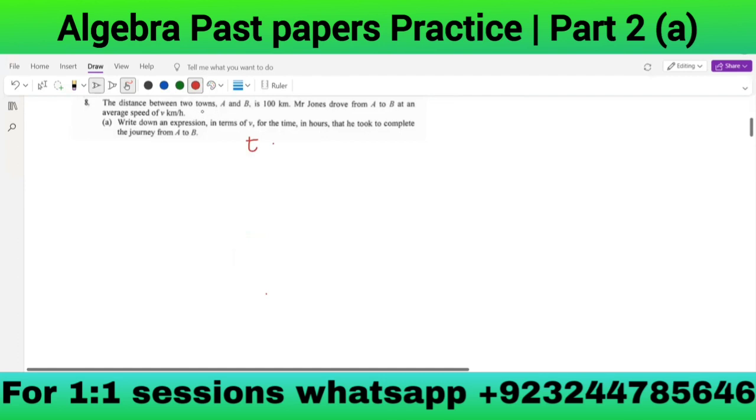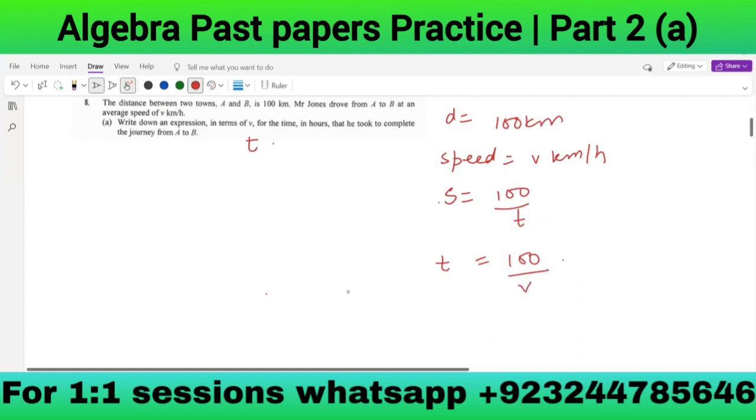So what is the distance? The distance between the two towns A and B is 100, so distance is given as 100 kilometers. Mr. Jones drove from A to B at an average speed given as V kilometers per hour. Speed is equal to distance by time, so time is equal to distance by speed. So time is equal to 100 divided by V. This is an expression in terms of V for the time in hours that he took for the journey from A to B.